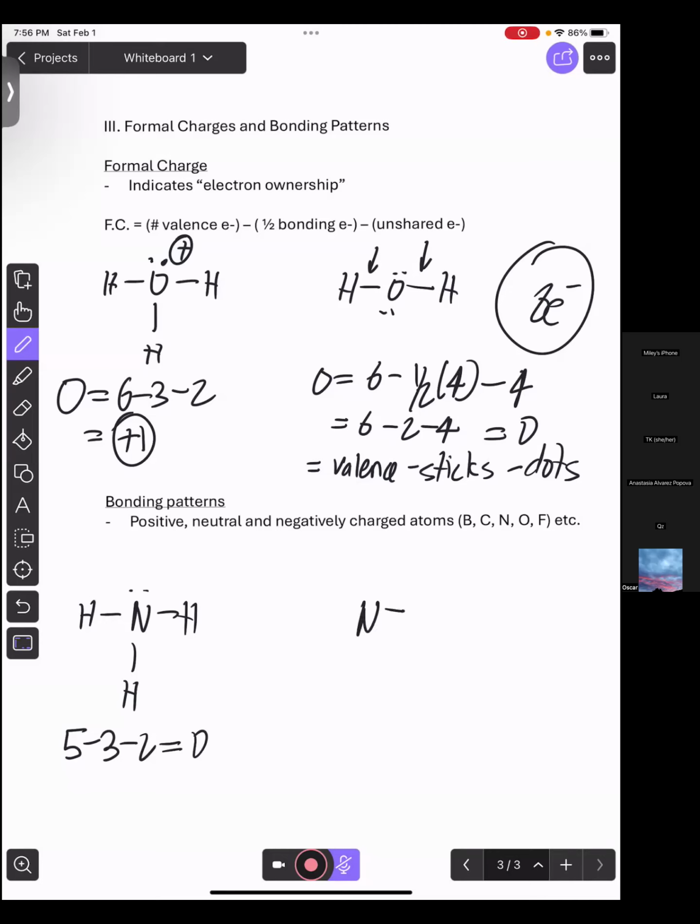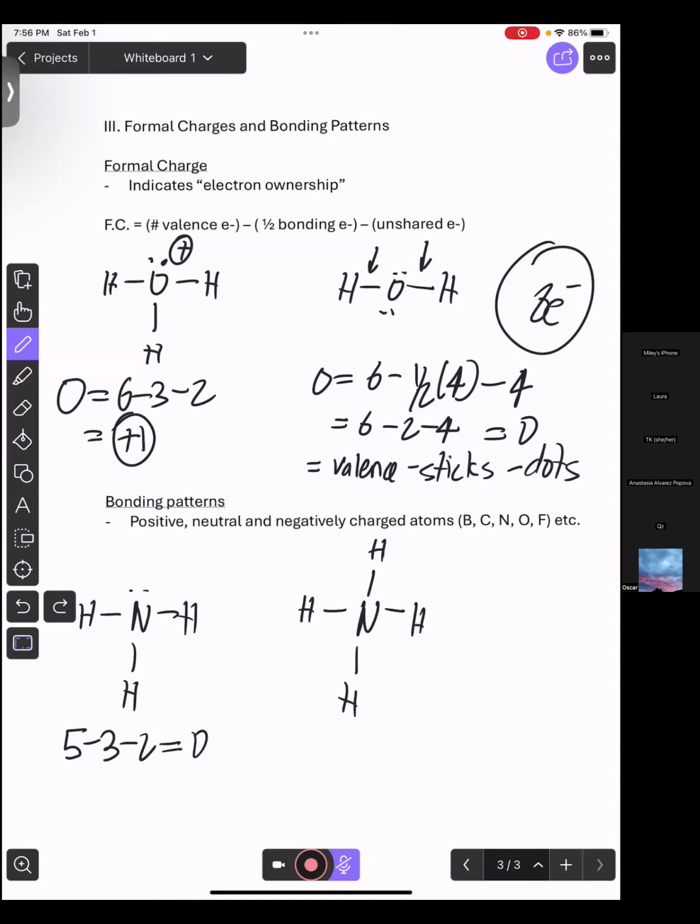Okay, how about a nitrogen like this? What is the charge? Oh, I am so bad. I'm literally jumping ahead. What is the charge? Calculate this on this nitrogen. Does this have a formal charge?